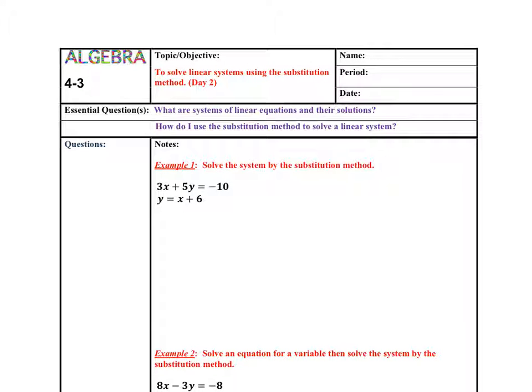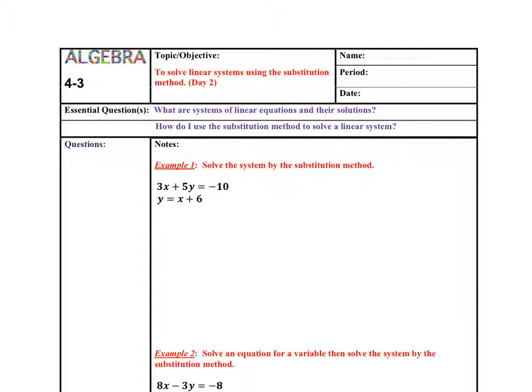So without further ado, first one, we got 3x plus 5y is equal to negative 10. That's in standard form, but it's still a linear equation because x has a power of 1. It's still a linear equation because x has a power of 1. And then you have y equals x plus 6.